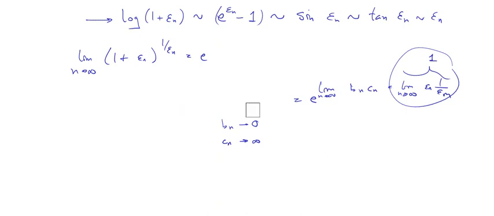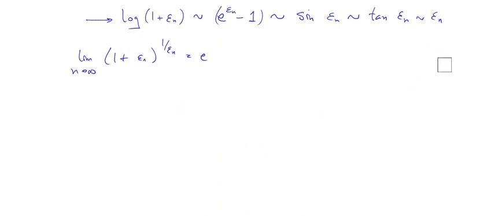Okay, just to remind you. So we have this. Now we take logarithms here. So we have the logarithm of this is the logarithm of this. The logarithm of the limit is the same as the limit of the logarithm. We know that. So this is the logarithm of (1 plus epsilon sub n) to the 1 over epsilon sub n, and equal to the logarithm of e, which is 1.